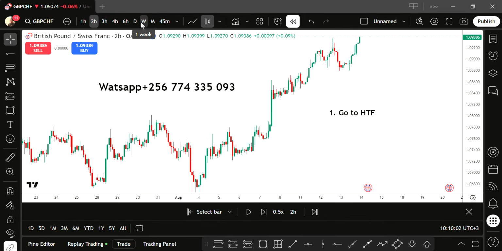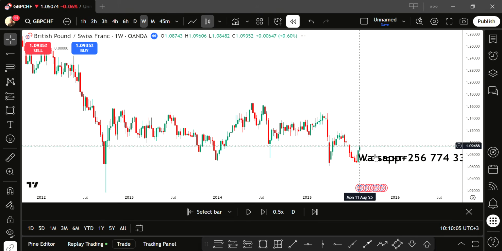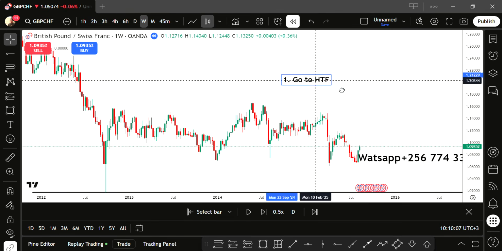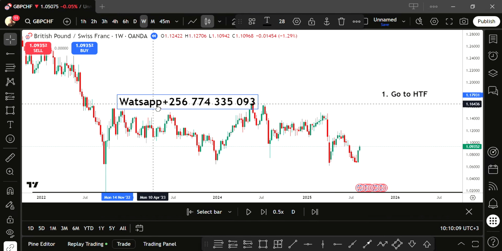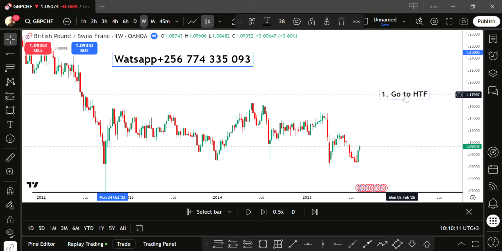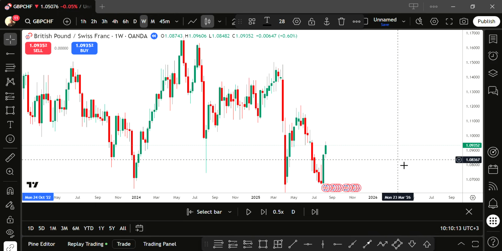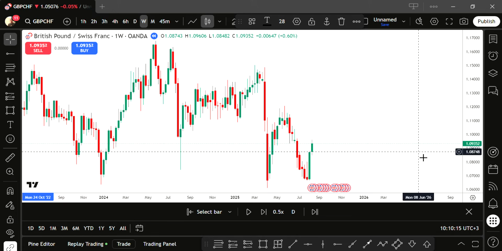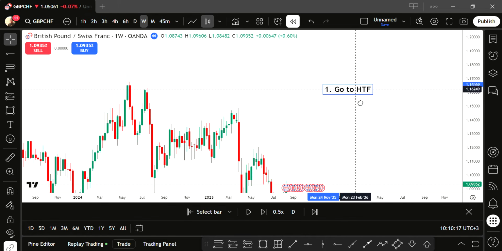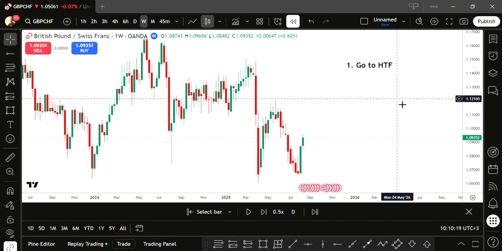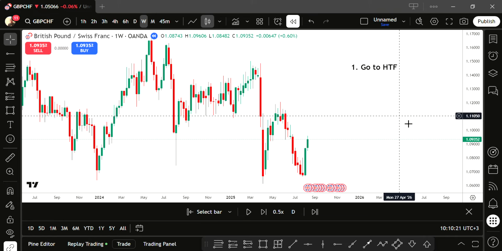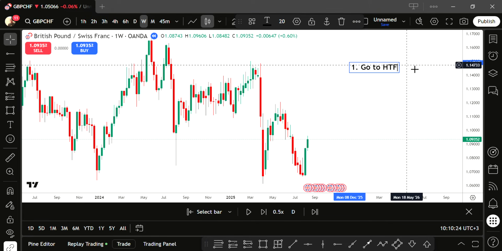For me, I'm a swing trader, so I use the weekly. So I'm going to go to the weekly time frame. Let me just extend the things. WhatsApp should be here. So now, on your highest time frame, what do you want to do? You have to be attentive, guys, because this video is going to be only 10 minutes. I don't want it to exceed that.